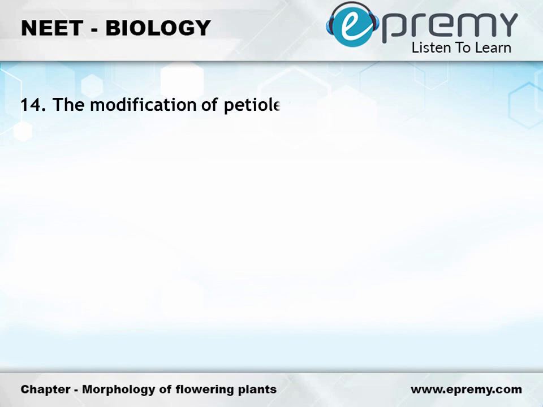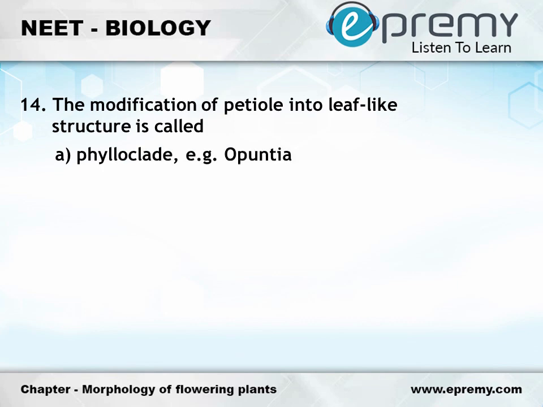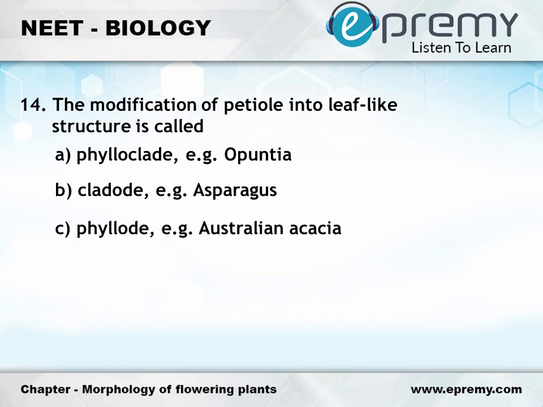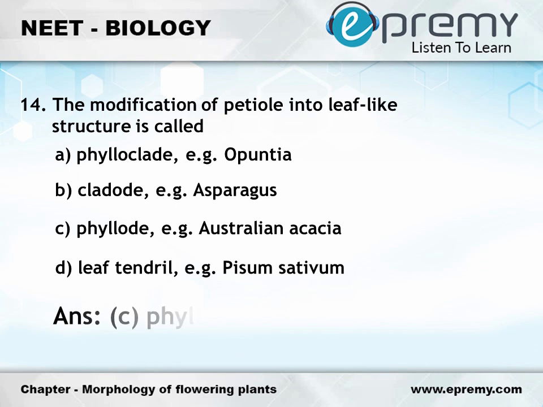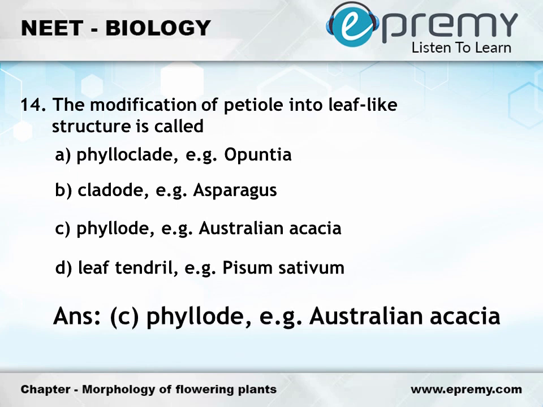Question number 14. The modification of petiole into leaf-like structure is called option A, phylloclade, for example, Opuntia, option B, cladode, for example, asparagus, option C, phyllodes, for example, Australian acacia, option D, a leaf tendril, for example, Pisum sativum. The answer is option C, phyllodes, for example, Australian acacia.